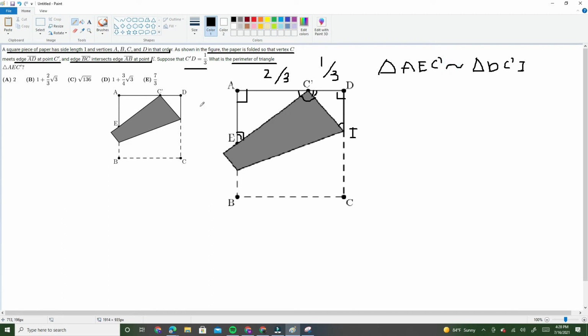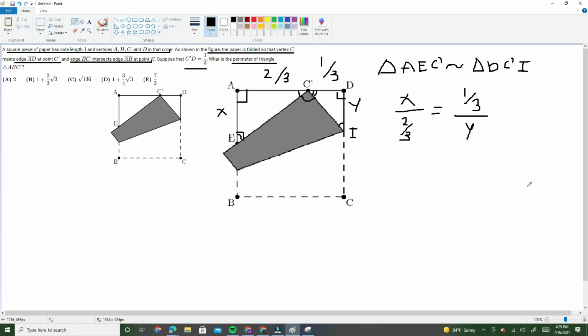So we can create some variables and set up a ratio. Due to their similarity, we can say that x over 2/3, where x is the side length of AE, is equal to 1/3 over y, where y is the length of DI. We got this relationship from the similarity, which we proved by looking at their angles. Now the problem with this is we have two variables and only one relationship, which means that in order to solve this, we need to get at least one more relationship using these two variables, or just one of these two variables.